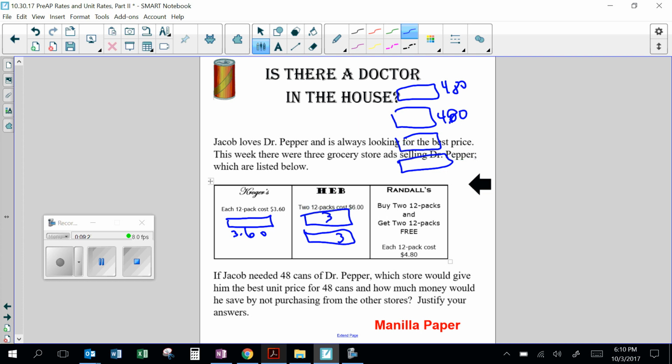So if Jacob needed 48 cans, how much does each pack sell? 12 cans. Which store would give him the best unit price for 48 cans? So he needs to buy 4 12-packs. And each 12-pack here costs $3.60, $3.60, $3.60, $3.60. Here, each 12-pack costs $3, $3, $3, $3. Here, 4 of them cost $9.60. Which store would you get the best buy? And this is rate.